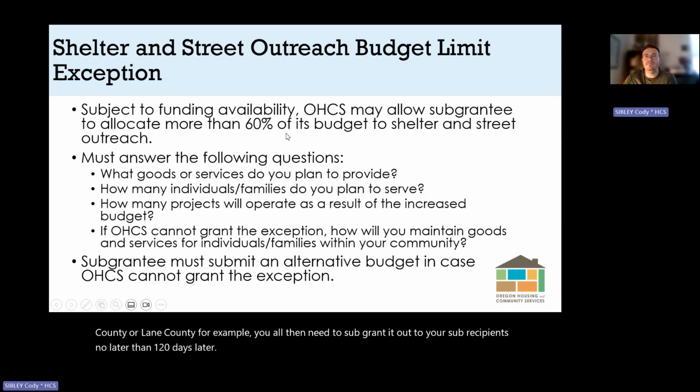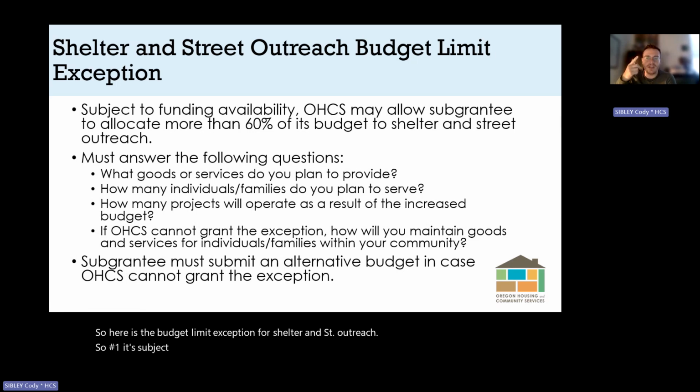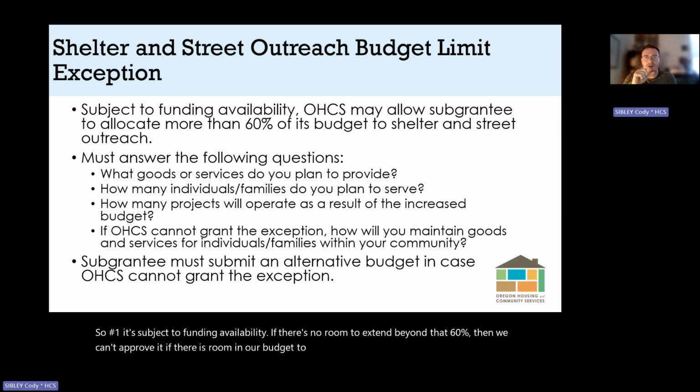So here is the budget limit exception for shelter and street outreach. Number one, it's subject to funding availability. If there's no room to extend beyond that 60%, then we can't approve it. If there is room in our budget to say, yeah, we can let you go up to maybe 70% or 80%, then we'll do it. This is just a way to make it more fair and equitable, so that it's not first come, first serve.